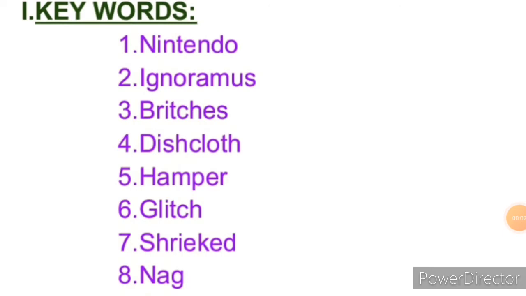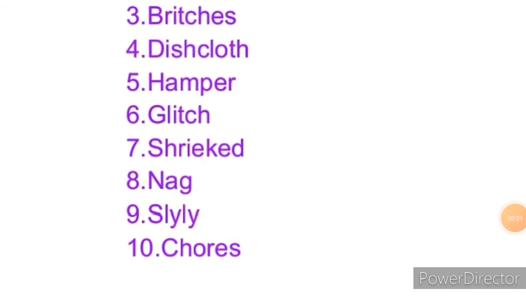Now again let's practice the words, children. Nintendo. Second one, ignoramus. Third one, breeches. Fourth one, dishcloth. Fifth one, hamper. Sixth one, glitch. Seventh one, shriek. Eighth one, nag. Ninth one, slyly. 10th one, chores.